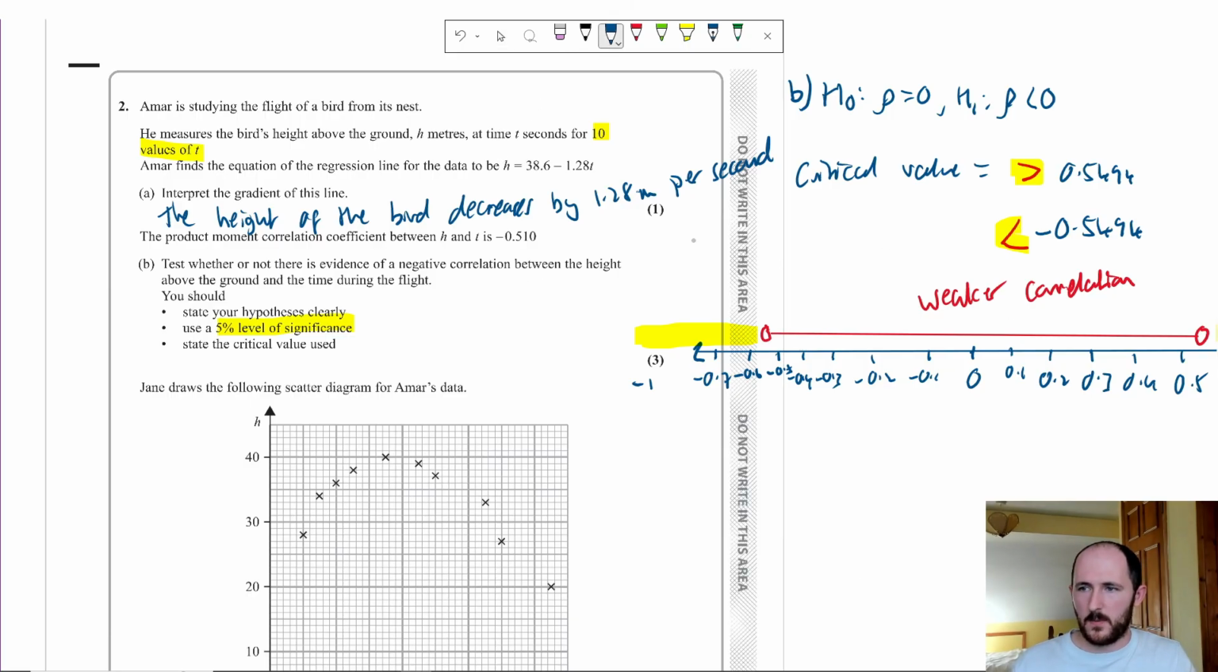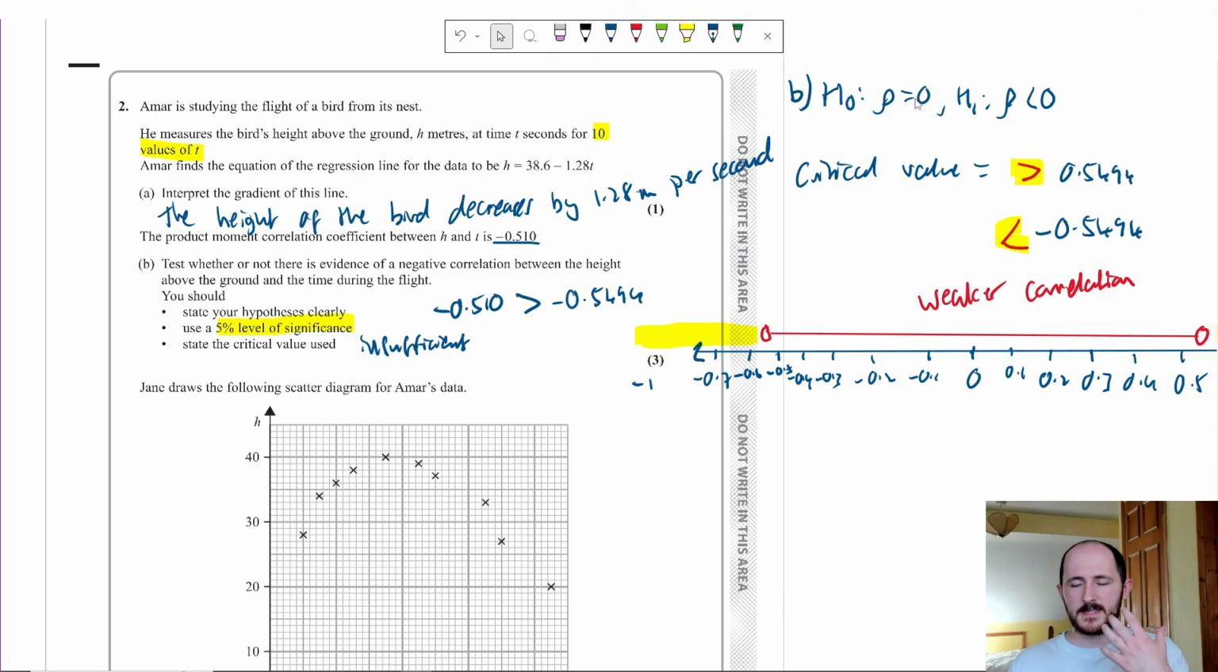So looking at this, we have a value of -0.5101. Now, is that less than -0.5494? The answer is no. So because -0.5101 is bigger than -0.5494, then we have to say there is insufficient evidence to support the claim that there is a negative correlation between the height above ground and the time during flight. In other words, there's insufficient evidence to reject the null hypothesis.